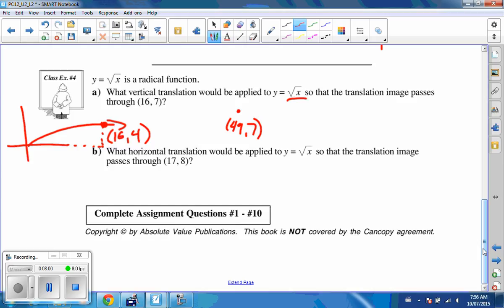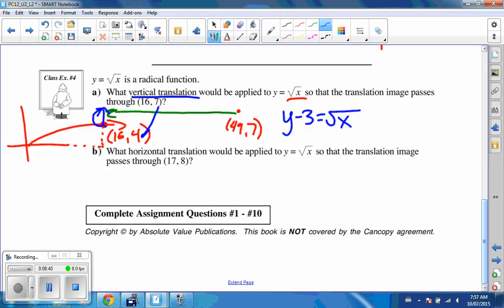Now the question is, which way am I moving? I could move like this to there to get the 16, 7, or I could move like this to here to get the 16, 7. Turns out that the one they want is the vertical translation. So my vertical translation is going to take this point and transform it up to 16, 7. I can see right away that that's a jump of 3 units. Okay, so this is going to be y minus 3 equals square root x.